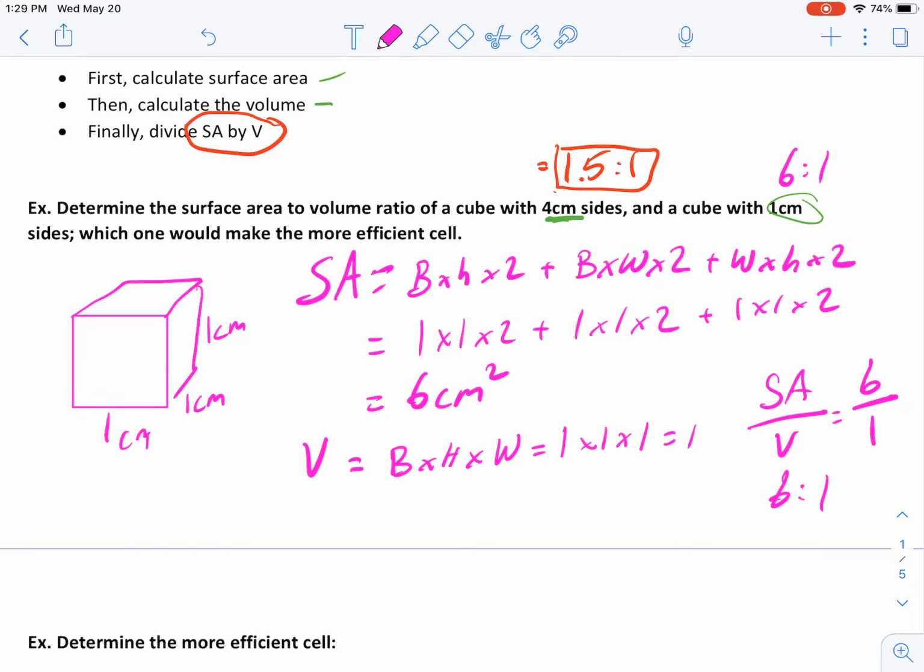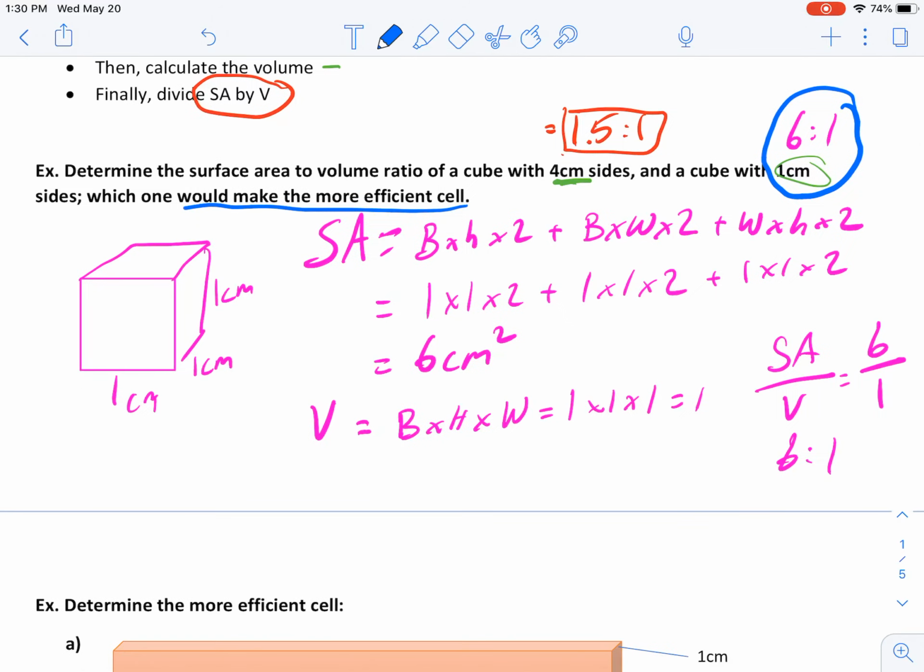Which one would make a more efficient cell? Well, the one with the higher surface area to volume ratio is going to be more efficient. So therefore, this 1 centimeter cube would be more efficient than a 4 centimeter cube. And that just makes sense because it's a much smaller cell.